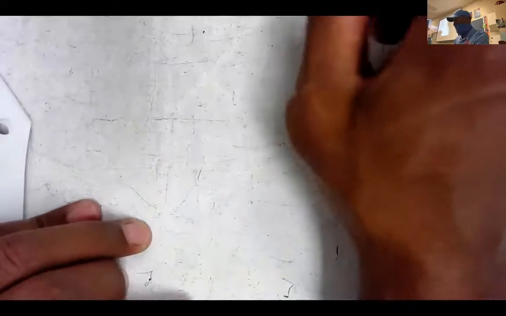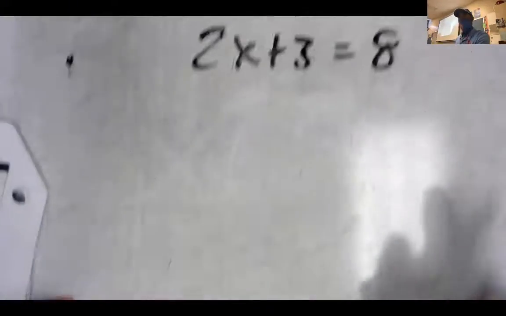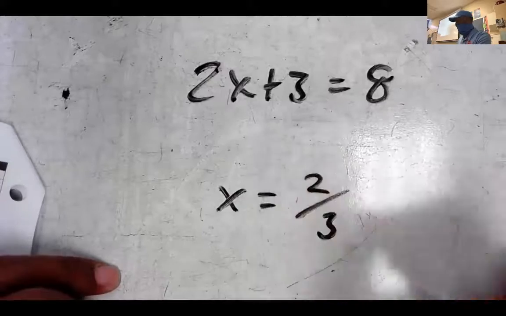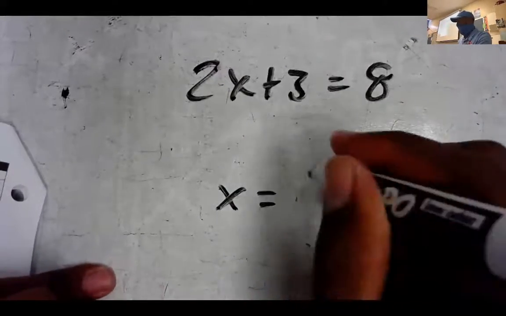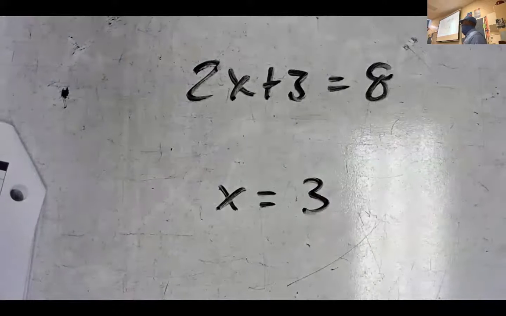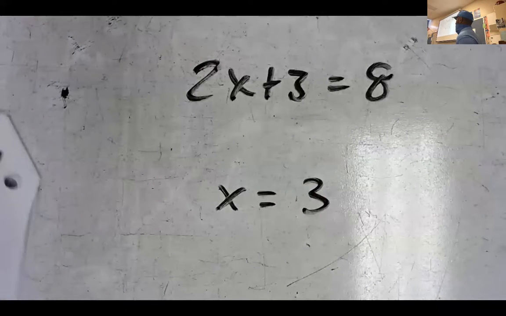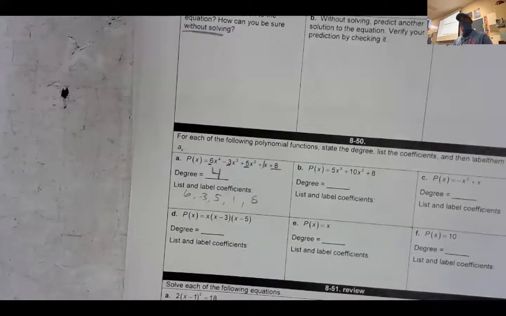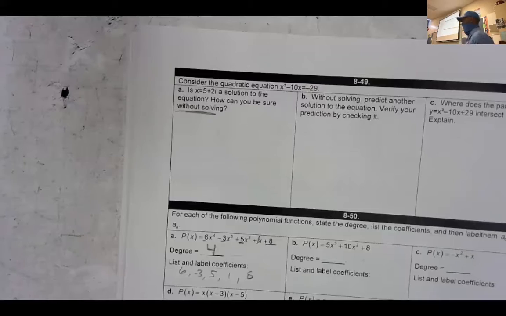Like if I solve 2x plus 3 equals 8 and -3, let's just say that's my equation. And I tell you, okay, guys, the answer is 2/3. All right, let's not go 2/3. Let's say the answer's 3. It's not 3, but how could you check to be sure? Plug it in. So that's what you're doing.